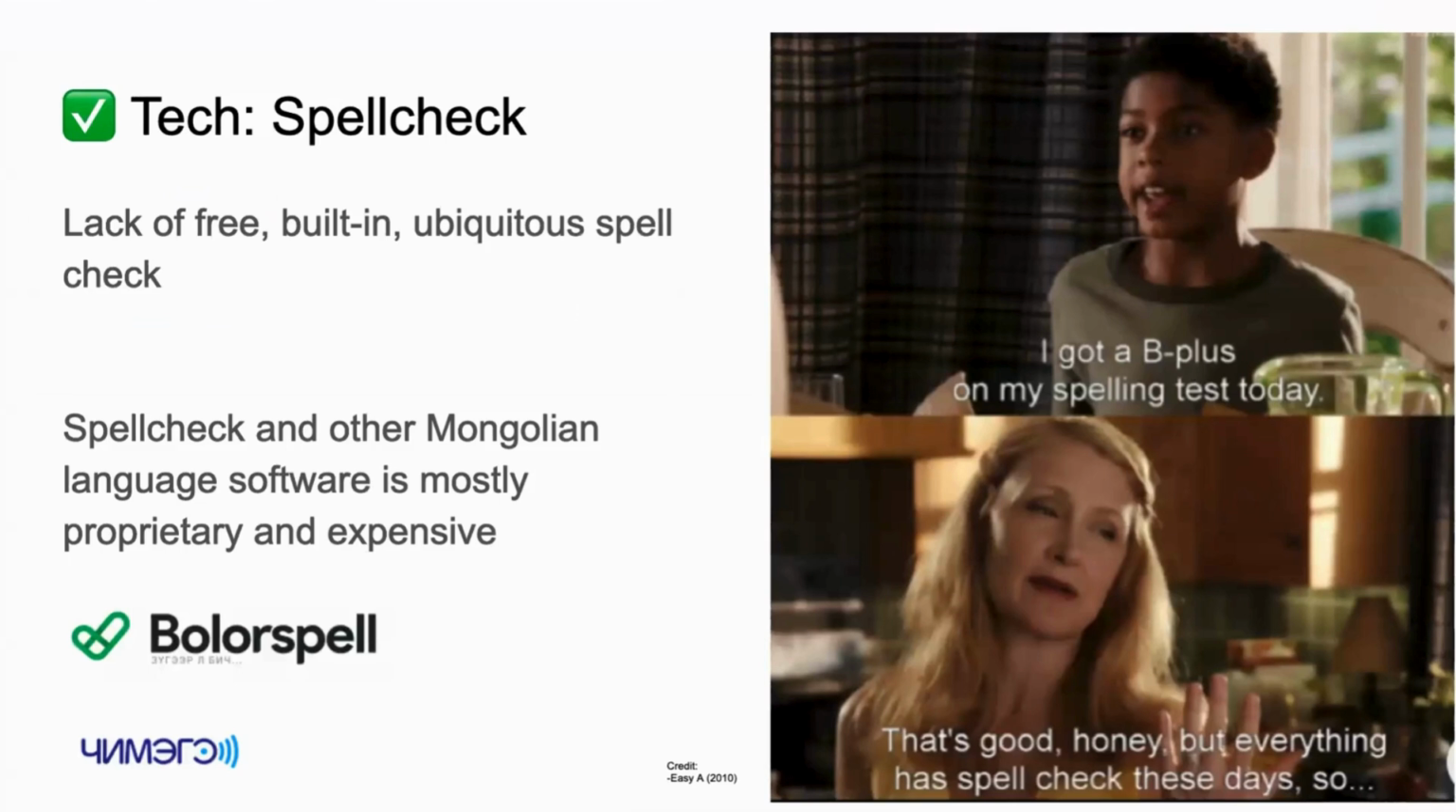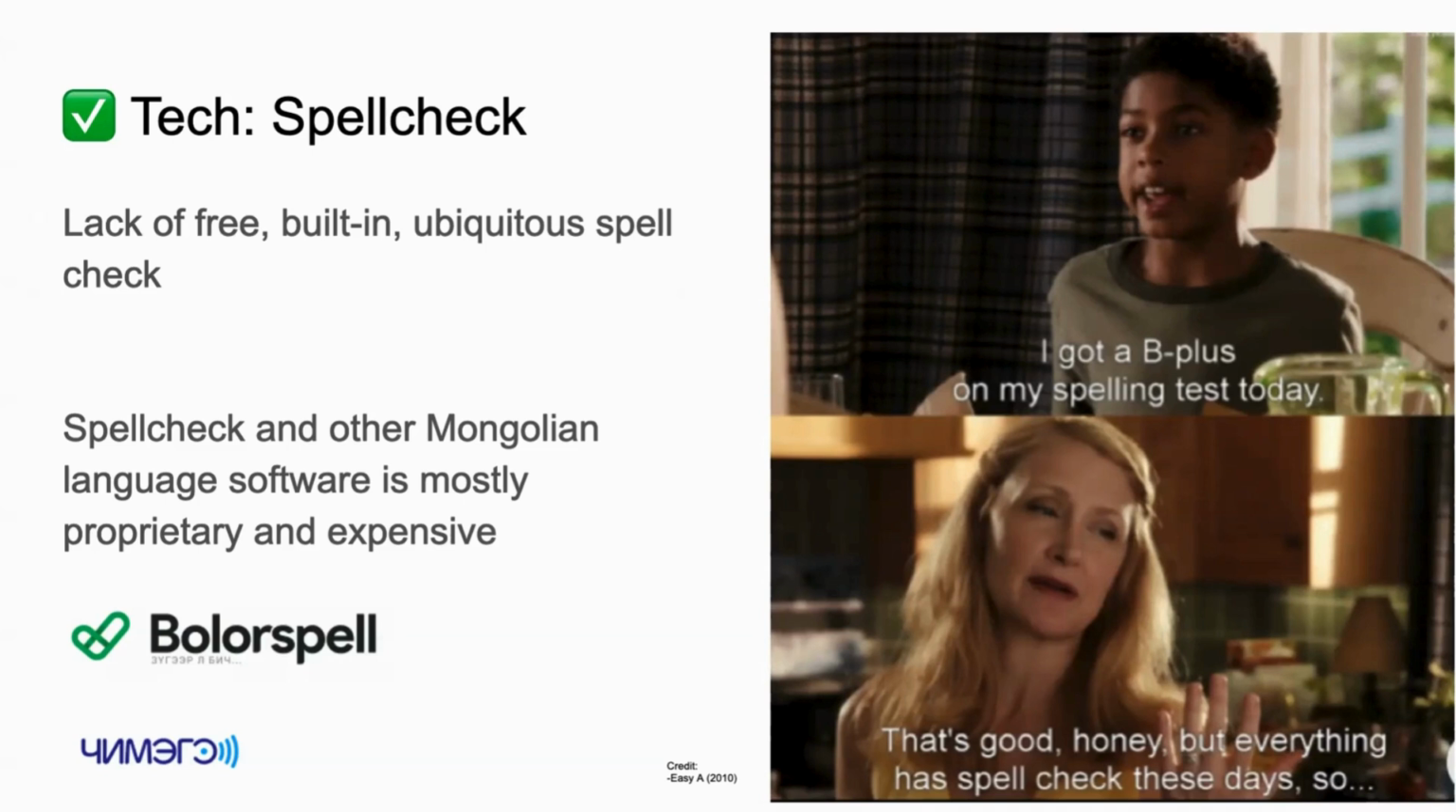Another tech challenge we face is spell check. This is from the movie Easy A. I remember watching this movie for the first time and thinking what I'm thinking now, which is that it would be nice if we had spell check for everything. The problem is that spell check, while it exists for Mongolian, has never been ubiquitous. It's never been free. Mongolian language software is in general always for profit. And I think it's just issues with government, governance, etc.